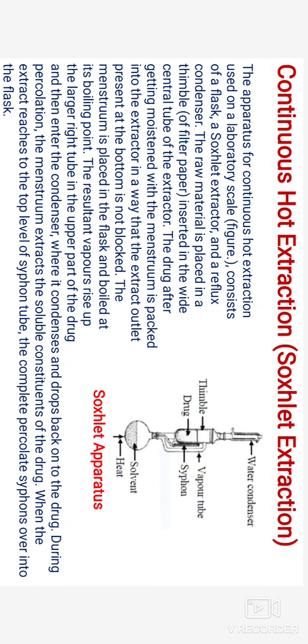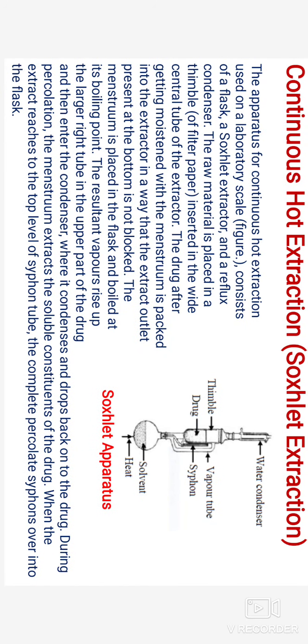The apparatus for continuous hot extraction used on laboratory scale, you can see this figure, consists of a flask, a Soxhlet extractor and a reflux condenser. The raw material is placed in a thimble of filter paper inserted in the wide central tube of the extractor. The drug, after being moistened with the menstruum, is packed into the extractor in a way that the extractor outlet present at the bottom is not blocked. The menstruum is placed in the flask and boiled at its boiling point.